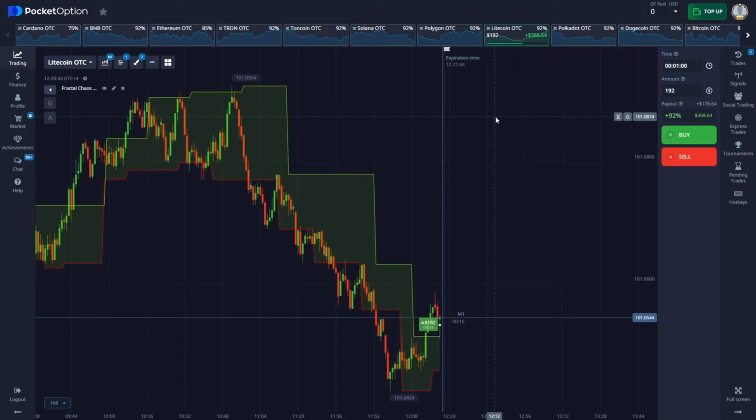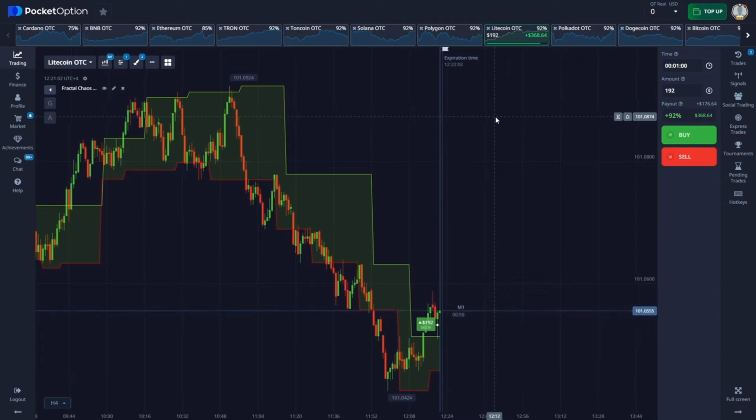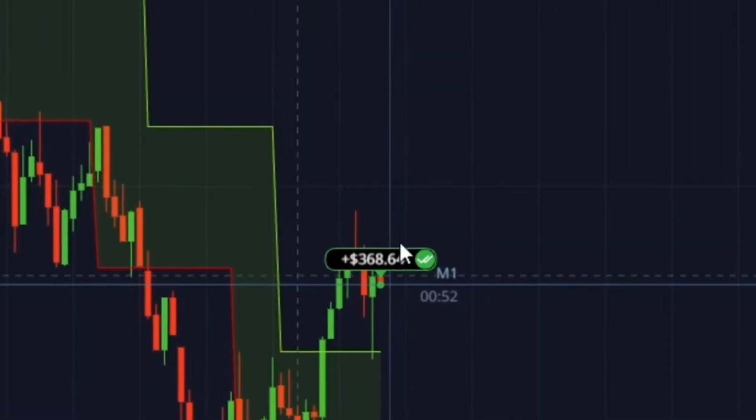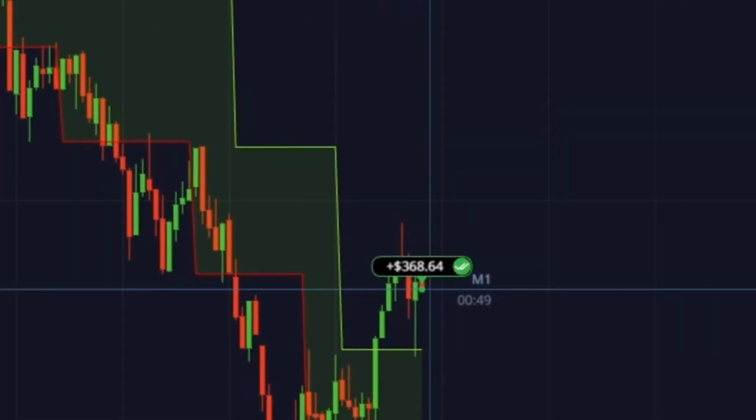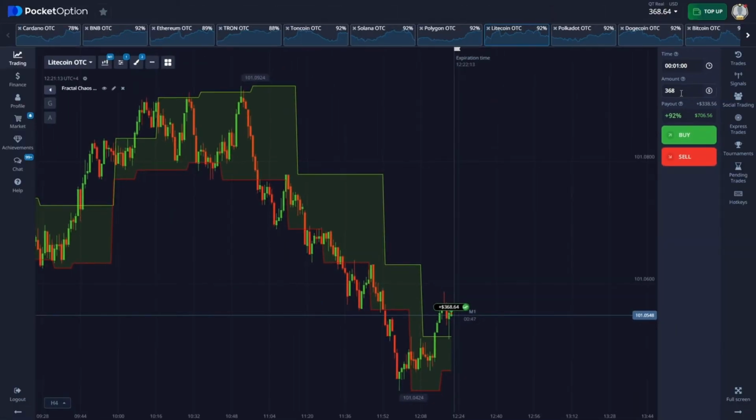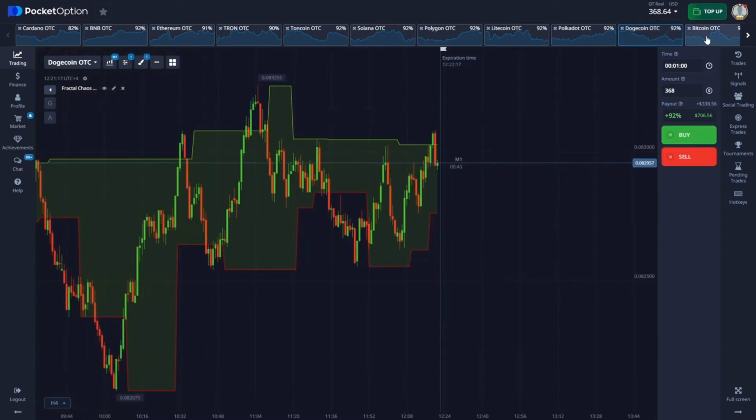But as you can see, the candle hit the fractal level and came back. Now, the trade is going in our favor, but we still have a few seconds left. Okay, it looks like a good win. Yes, I won my second trade, so now my balance has turned into $368. Let's find a trade for $368.